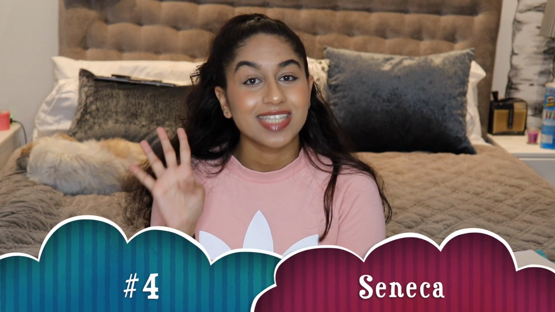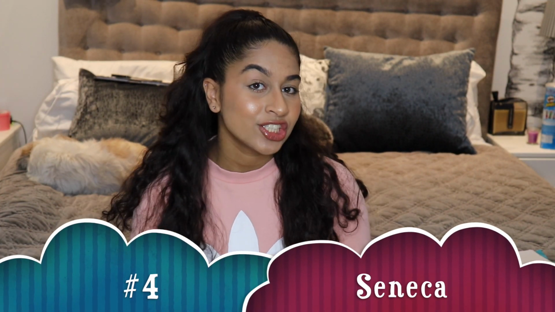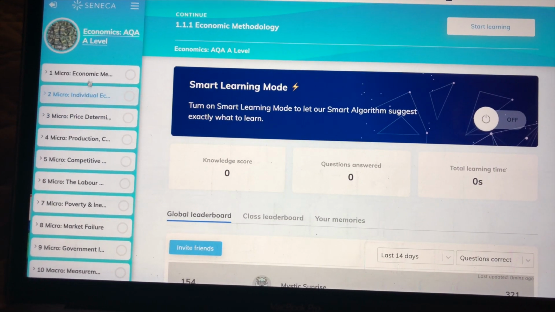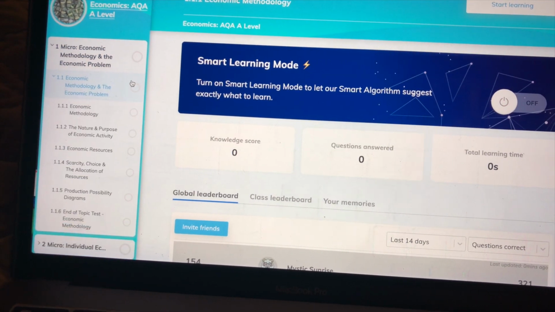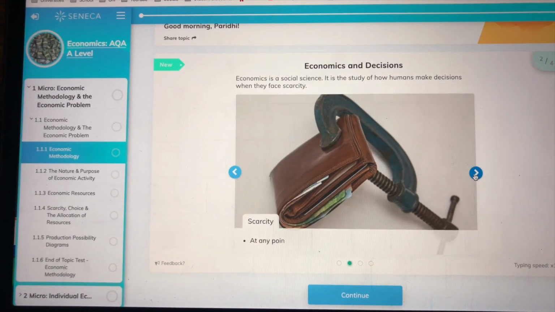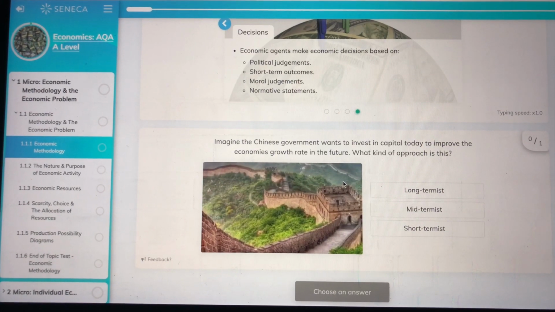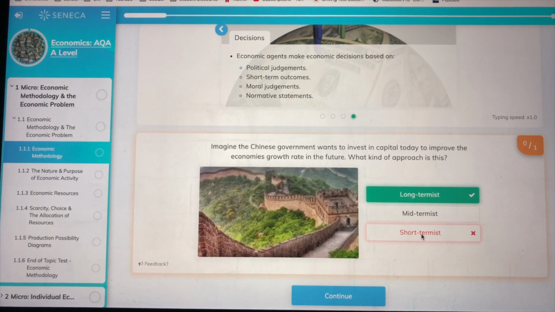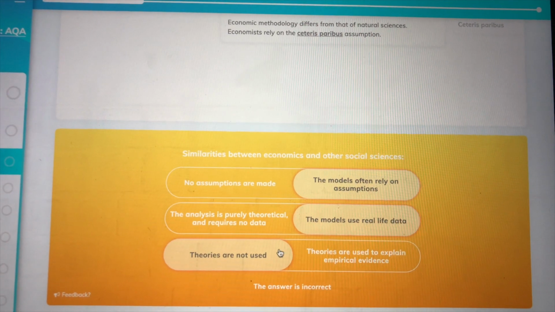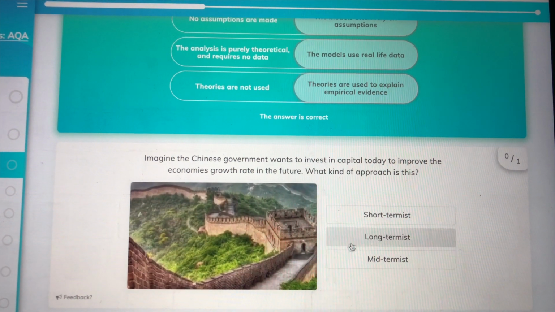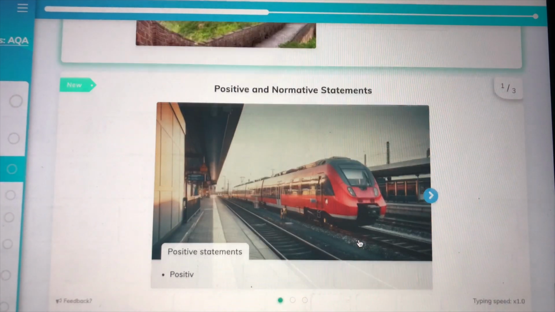Number 4, Seneca. Now, at my school, my teachers gave us all access to this website called Seneca, and I think it's brilliant for solidifying your base knowledge. This makes sure you know the foundation of economics. Seneca is really good in knowing how students learn and how students understand. So for example, once you finish your whole topic, so let's say I finished the labour markets topic on Seneca, I can then save this topic in a location. So you can choose a location to put this in, and that just sort of helps with your memory recall.